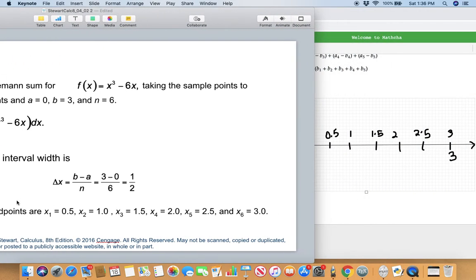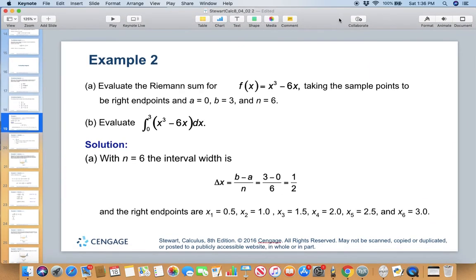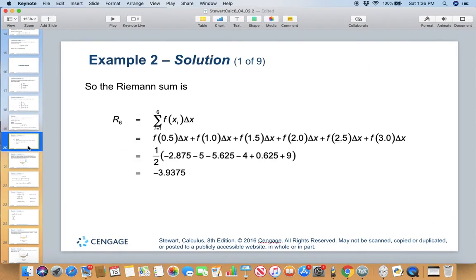So your first important point is going to be 0.5, second one 1, third one 1.5, fourth one 2, fifth one 2.5, sixth one 3. All right, you're going to use those points for your Riemann sum. f of x_i, those were your chosen numbers, with delta x, delta x being the width of each rectangle, that is a half.